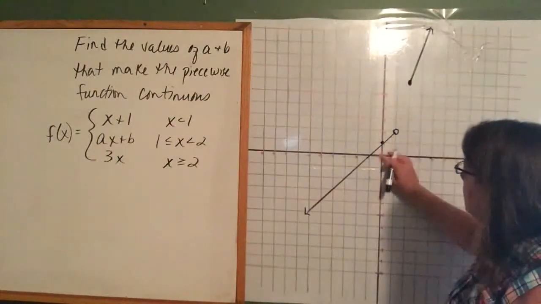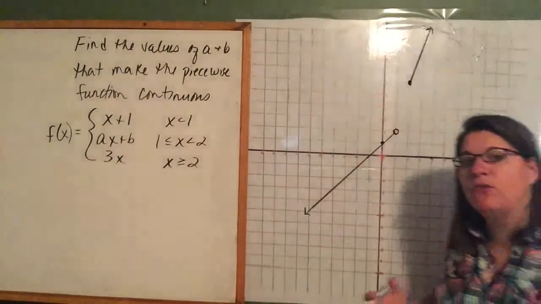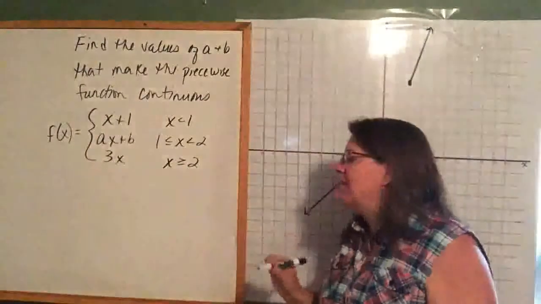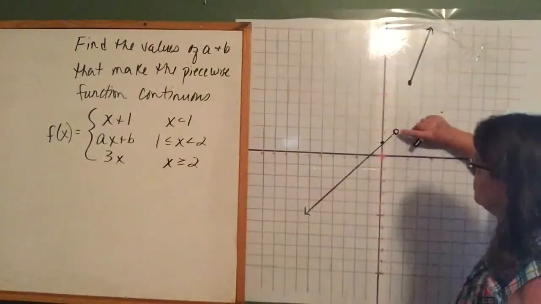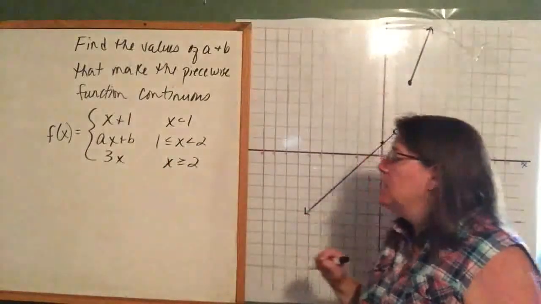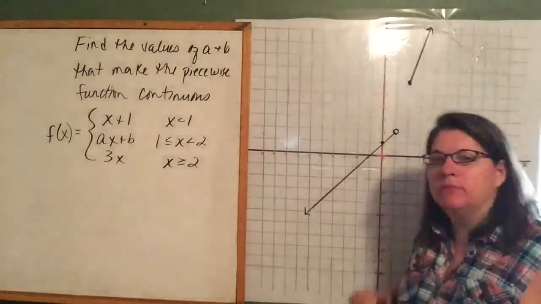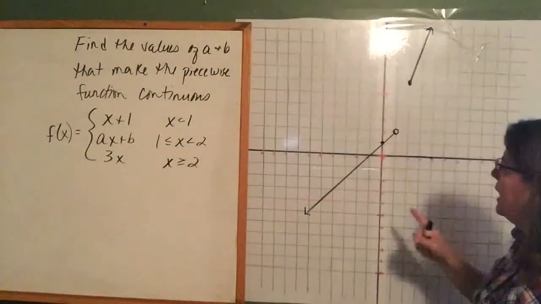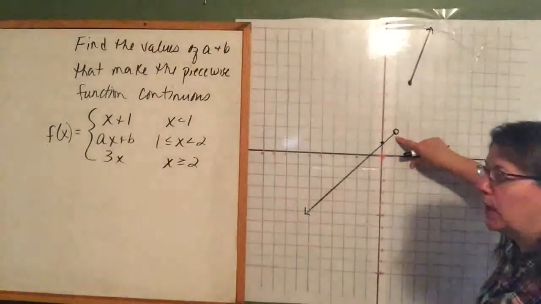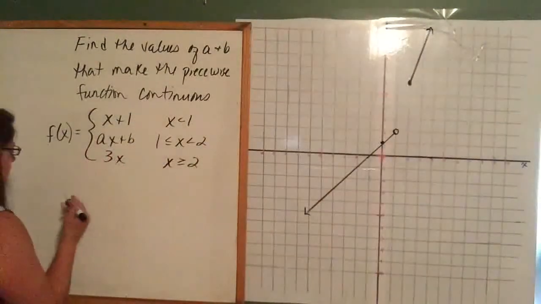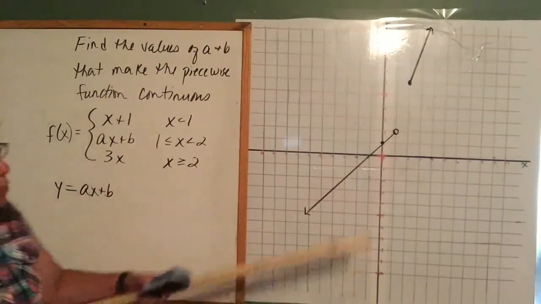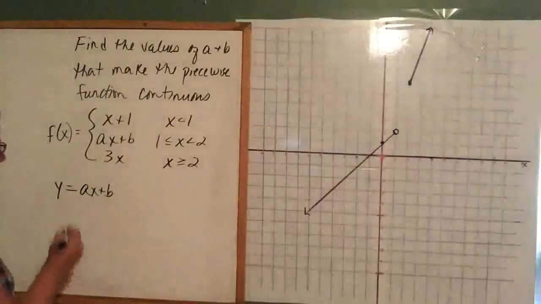Okay, so I don't need those ordered pairs anymore. So in order for this function to be continuous, this function right here in the middle, I would have to have values for a and b that cause this point and this point to be the endpoints I get when I plug in 1 and 2. Okay? So when I plug in 1 and 2, if you look at this graphically, the ordered pair that I want to be right here in order for this thing to be continuous is the ordered pair 1, 2. Okay? So now, my function for that middle section is y equals ax plus b. And I want this ordered pair right here to be the ordered pair 1, 2. All right?